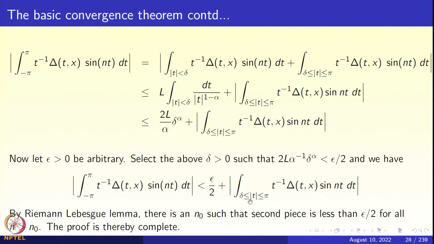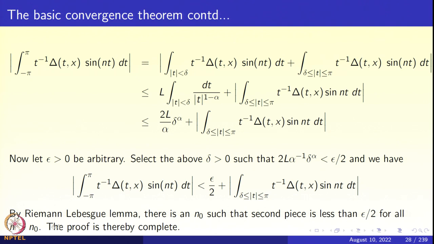Remember that when |t| is between delta and pi, this capital delta_t f(x) is a continuous function. And now I can apply the Riemann-Lebesgue lemma, because 1 upon t is also continuous, because 0 is far away, we are between delta and pi. So I can apply the Riemann-Lebesgue lemma. So this whole second piece goes to 0 as n goes to infinity.